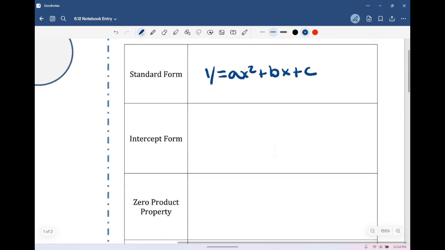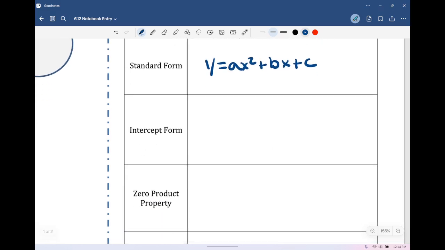Intercept form, what we're going to be using today, actually might look familiar. Intercept form is y equals.